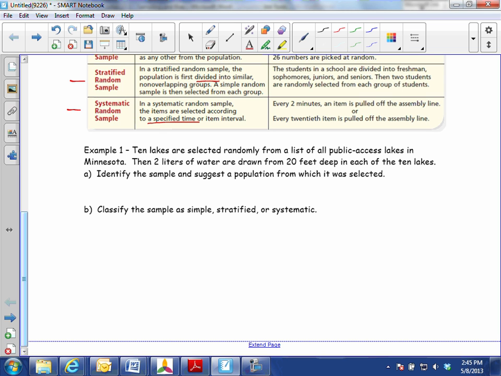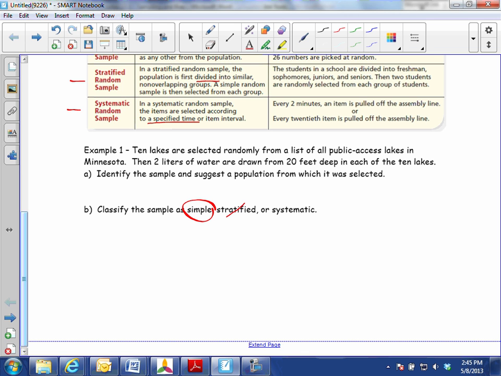Well, they chose Minnesota because Minnesota is the land of 10,000 lakes. Yeah, Minnesota has a bunch of lakes. You wouldn't want to go throughout Minnesota and draw water from every single lake because that would take forever. So they're just randomly picking 10 lakes out of all of them and drawing water out of each one. So I would just say it's a simple random sample.